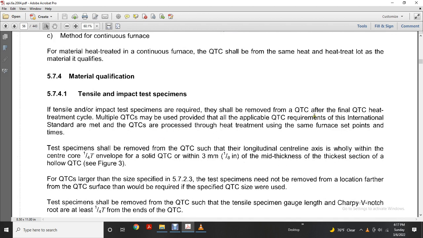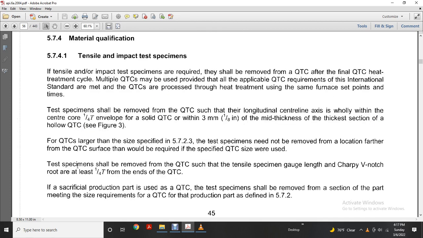Provide the qualification test coupon requirements. The international standard is met with the qualification test coupon process, the heat treatment of the surface, and the furnace set point times. Test specimens should be removed from the qualification test coupon along the longitudinal center line axis, within a quarter-inch testing thickness envelope, within 1/8 inch of the mid-thickness section of the qualification test coupon. See figure 3.